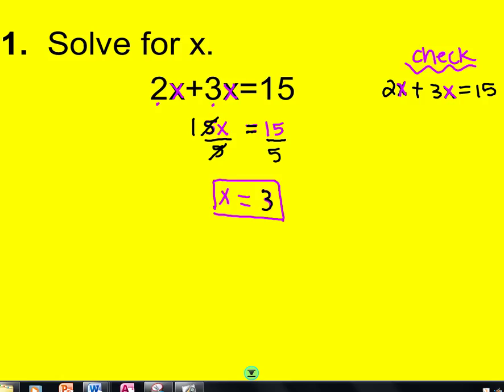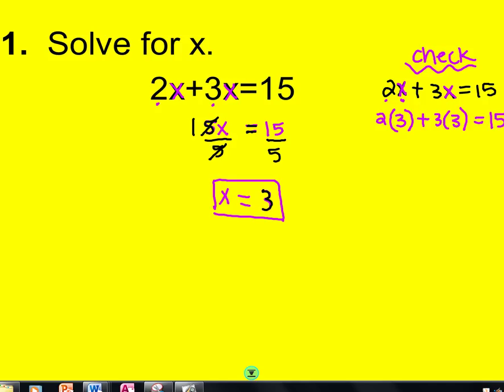So anywhere I see an x, I'm going to write the number 3. Now I want to go back and remind you that 2x means that I'm multiplying 2 times x. So it would not be correct to say 23. That's a product. 2 is being multiplied by x. So I need to have parentheses there to represent that product. So 2 times 3 plus 3 times 3 is equal to 15.